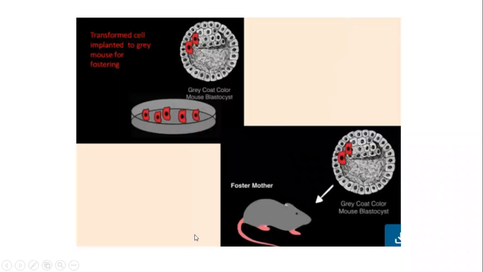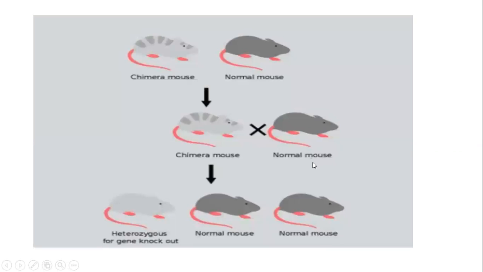Okay, now these transformed cells will then be transferred to the foster mother जो actually grey color का है. ठीक है, so this is the foster mother. तो हमने क्या किया, this particular blastocyst we have taken and put it into the foster mother. So आप क्या देख सकते हैं यहाँ पे grey है. Now once it gives birth, you are going to have the chimeric mouse. So you can see grey and black patches are there.